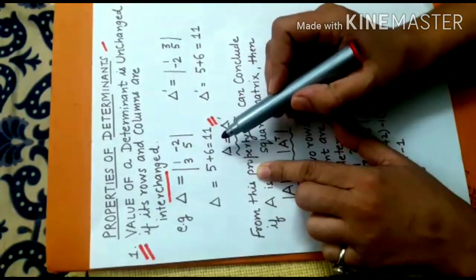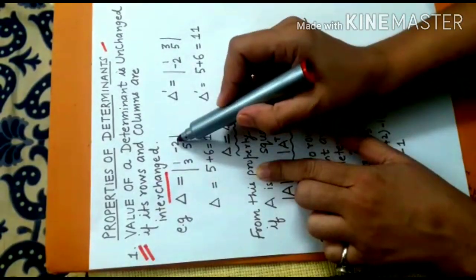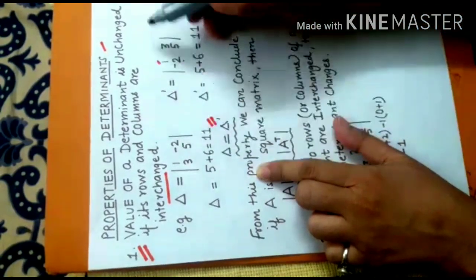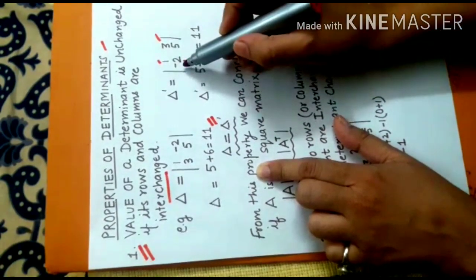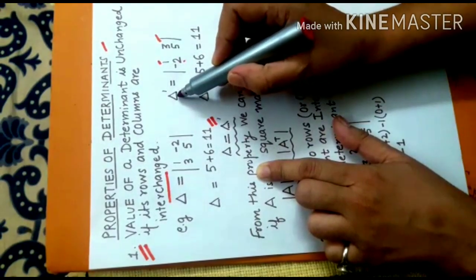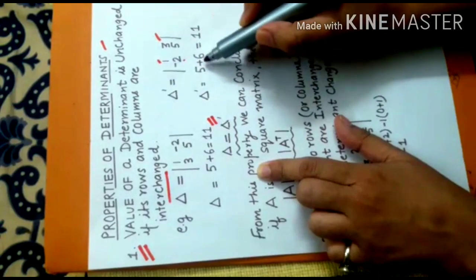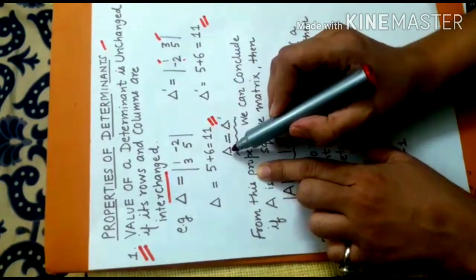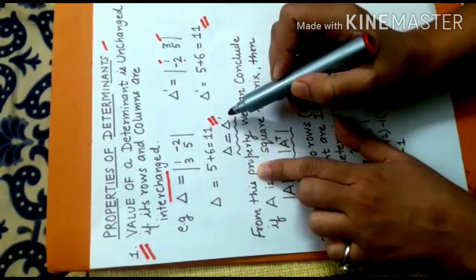Now I interchange the rows and the columns. The first row will become the first column. The second row of the determinant will become the second column. I have denoted this new determinant with delta dash. Now this is equal to 5 plus 6, which is 11. So you can see that in both the cases, the value of the determinant is the same.